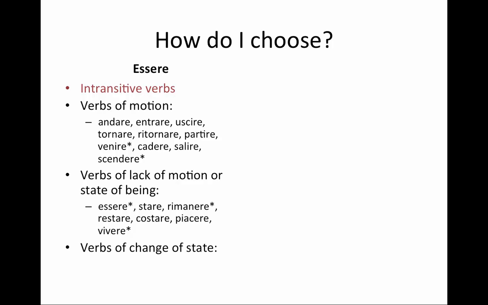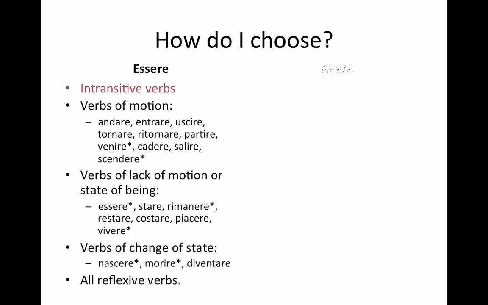Another category is verbs of change of state. For example, nascere, to be born, is a big change, morire, another big change, diventare, to become, change of state. Nascere, nato, morire, morto. And one other category of verbs always uses essere, and that's reflexive verbs. All of them, reflexive and reciprocal. And even if you haven't studied them yet, remember, when you do study them, that they use essere.